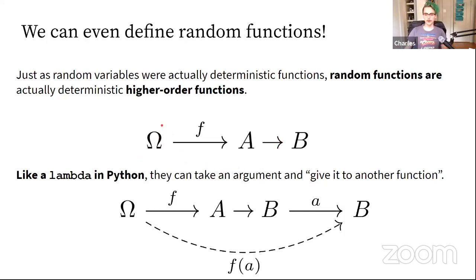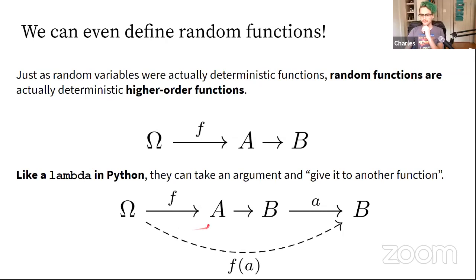So we look into our universe, it spits out a function from A to B. We write that now with a little f instead of the capital X that I was using in the past that represented a variable, or capital Y or something like that. So this is now a function that returns a function. In computer science, we think of those as higher order functions. So it's like a lambda in Python. It can take an argument and give it to another function.